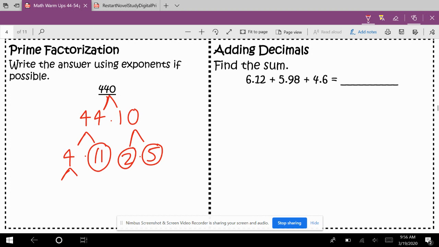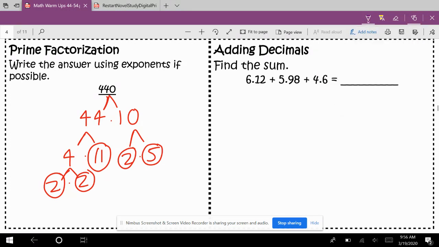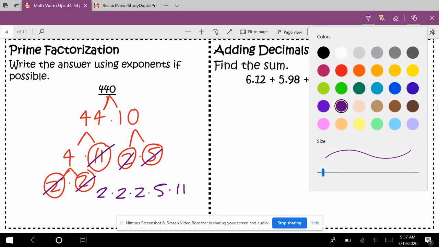I'll keep going over here with this 4. Now we have all prime numbers. All right, so we want to put it in order from smallest to biggest. So 2 times 2 times 2. And if you need to cross those off as you go to make sure you get them all, do that. Times 5 times 11. All right, and it says to write it with exponents if you can, which we can.